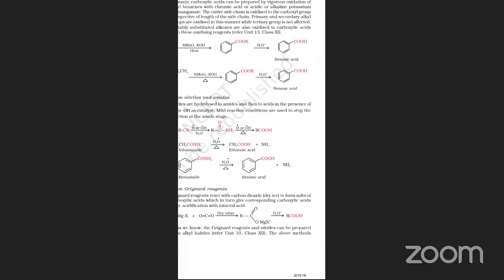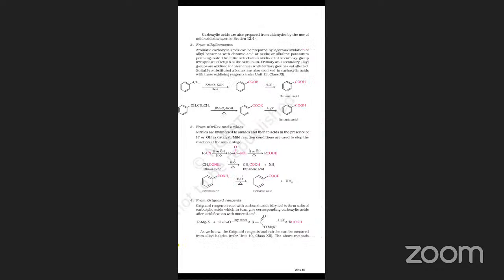Now in the fourth preparation, if we observe, we have taken alkyl magnesium halide in the presence of dry ether. When they are treated with carbon dioxide, that is dry ice, we get magnesium salts of carboxylic acids. When these undergo hydrolysis, again they form carboxylic acid.